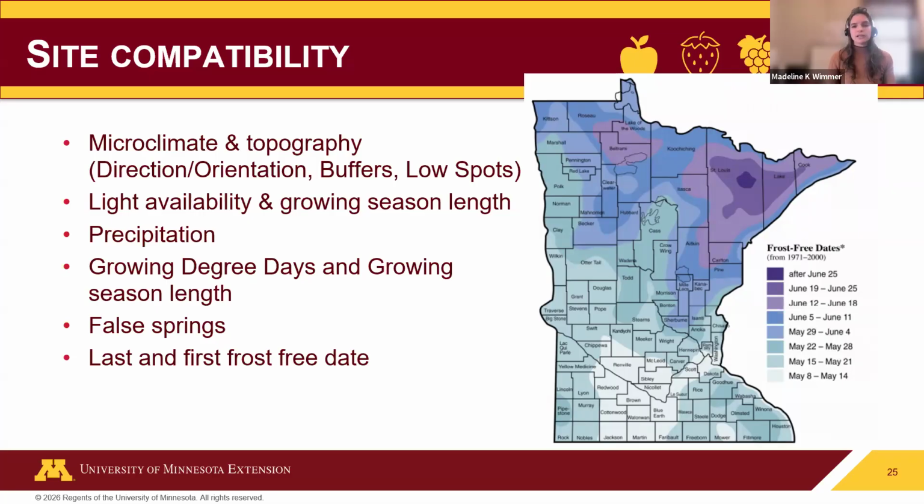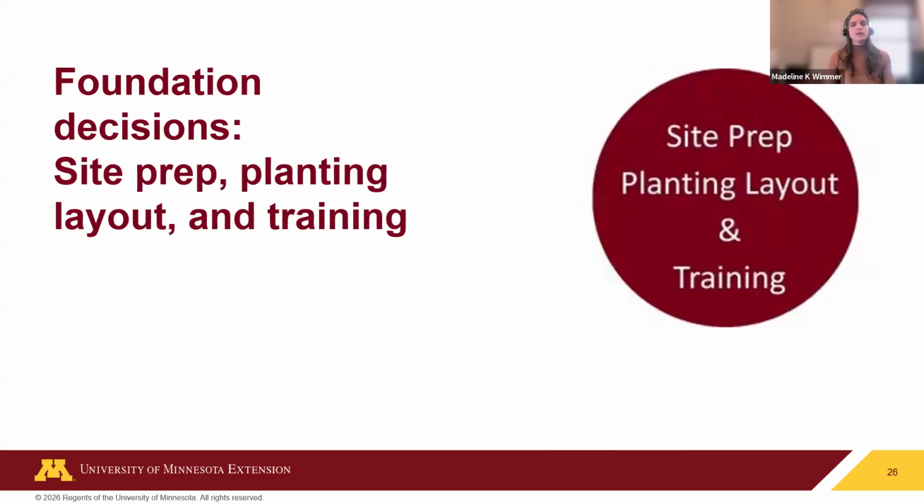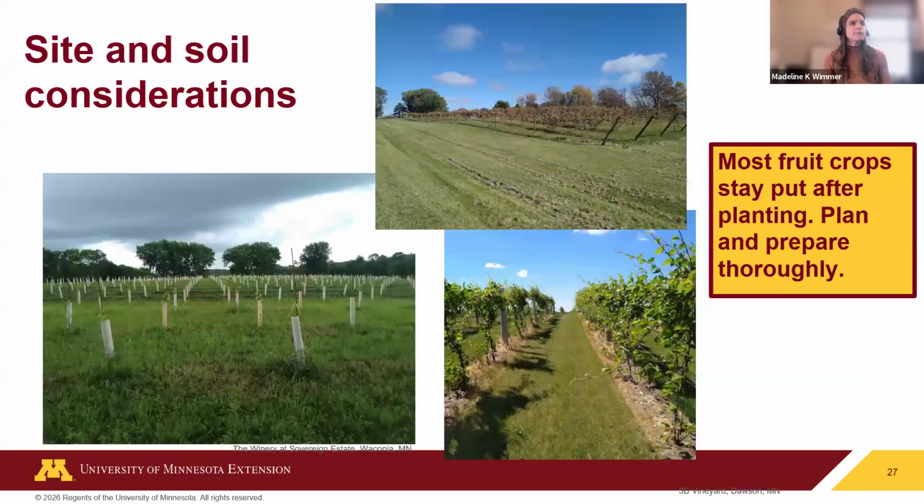How much rainfall do you get on an average year? Do you have access to irrigation? So what do you want to think about when it comes to site preparation, your planting layout, and then training or establishing your crop? Again, just to emphasize this, if you're working with strawberries, we're in a little bit of a different place because you'll be rotating even a June bearing field once every 4 to 5 years. But most fruit crops are going to be staying put in the ground after planting. So you really want to be planning and preparing for that thoroughly.